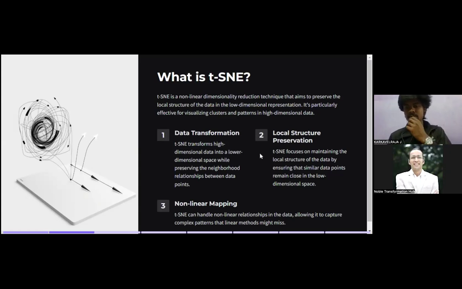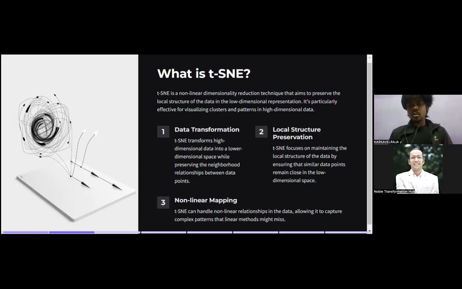Another thing is local structure preservation. tSNE focuses on maintaining the local structure of the data by ensuring the similar data points remain close in a low dimensional space also. Whenever we are reducing the dimension from high to low, it is very necessary that the data points which are close to each other in the high dimension are exactly replicated in the low dimension when we convert using tSNE. That is a major thing.